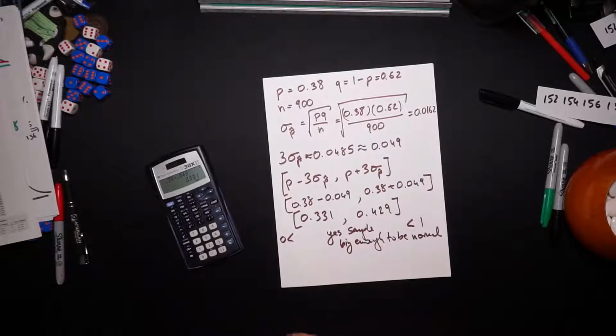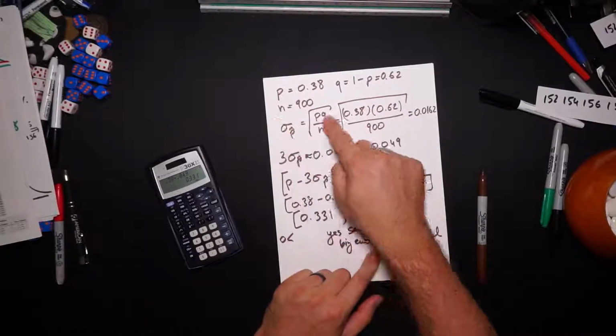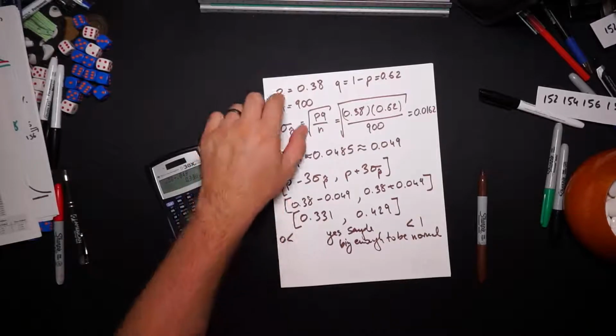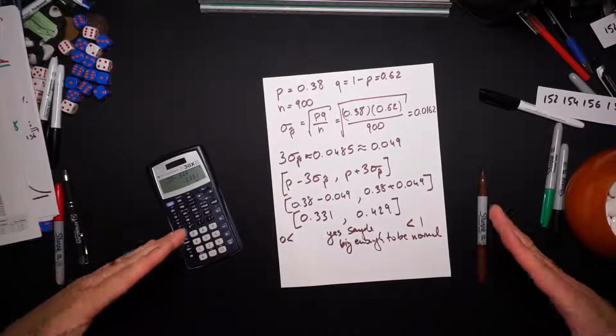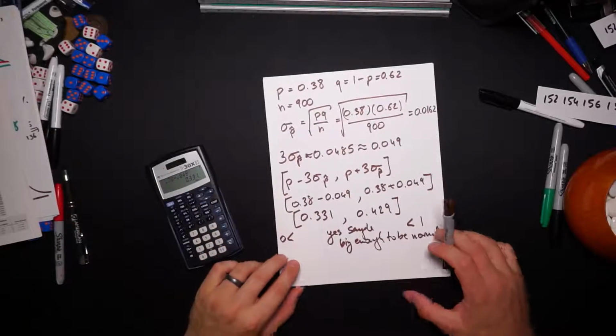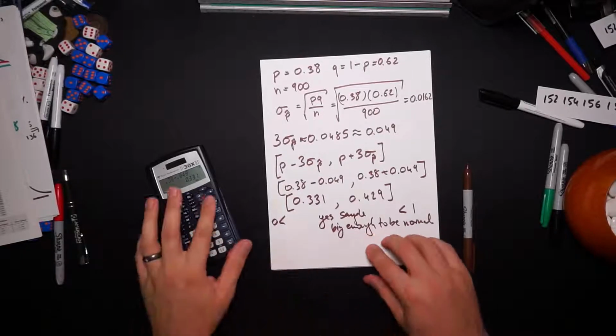Sample big enough to be normal. Right, so this is how we check that this sample causes the sampling distribution to look approximately normal, or to be considered normal. So this is how we check A.